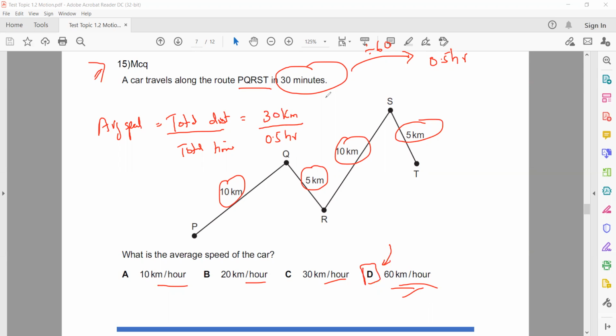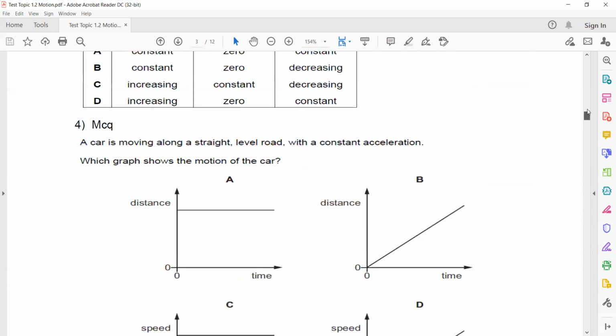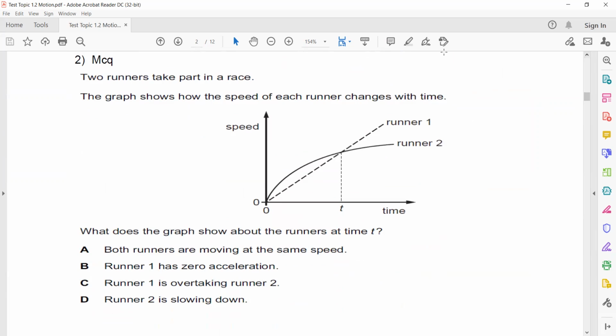Anyone having a doubt from 1 to 15? Any question you want me to repeat? Then we'll move on to the structured questions. Question 2. In question 2, this is a speed time graph.